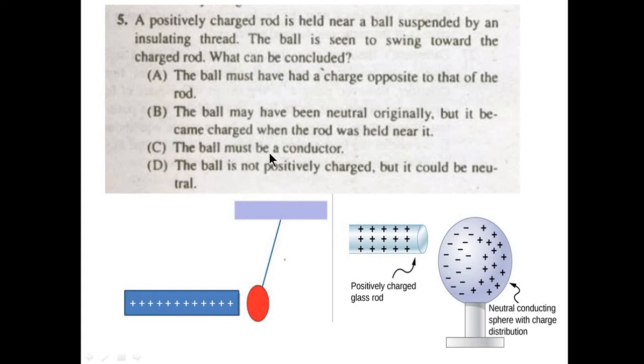Option C is the ball must be a conductor. No, this is not possible. The ball must not be a conductor. It could also be an insulator.